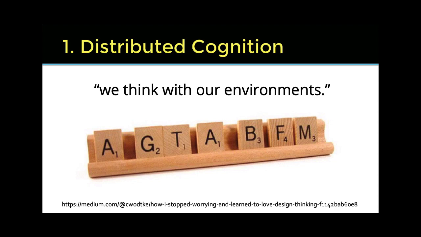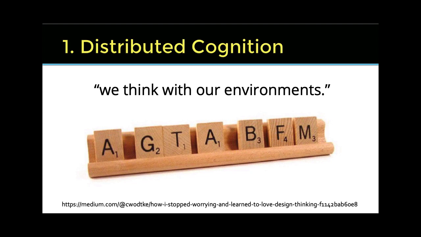One of the best ways to think about distributed cognition is to think about the way that you play Scrabble, if you've ever played Scrabble, or even to think about the way that you might play a card game like Rummy or Hearts. We tend to organize our tiles in Scrabble. We tend to organize the cards in our hands in a certain way. And that is because of the theory of distributed cognition.